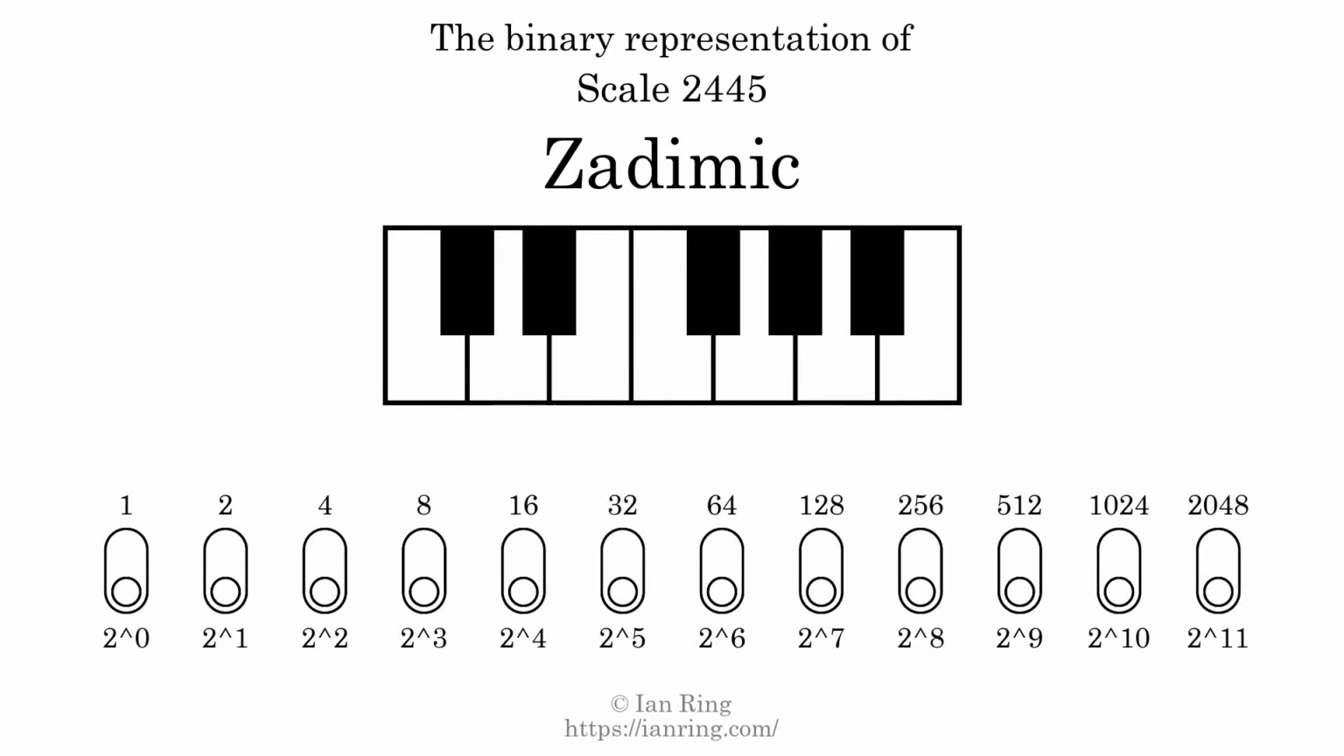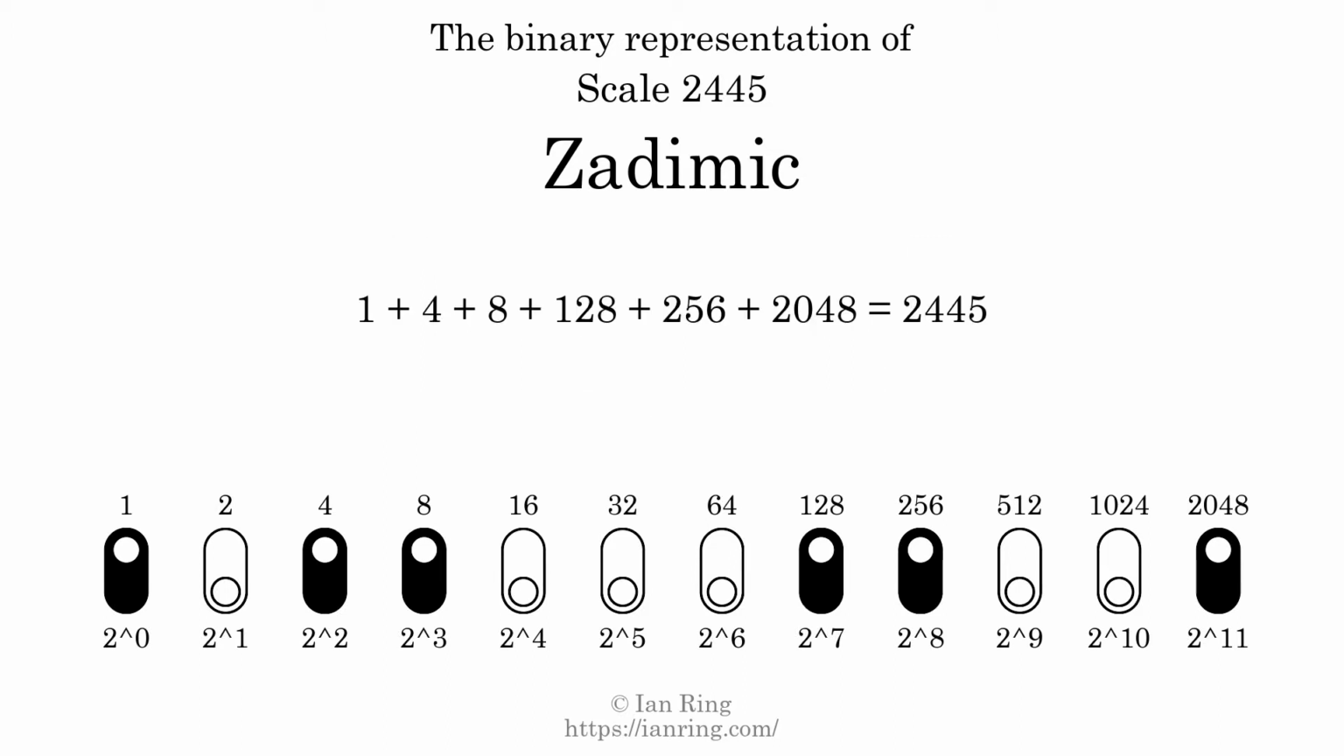The binary representation of this scale is determined by mapping tones of the scale to binary digits. Each binary digit represents a power of 2. To get the scale number, we add the powers of 2 together. The powers of 2 that are present in the scale, all added together, equals 2445. That is why the scale number, in decimal, is 2445.